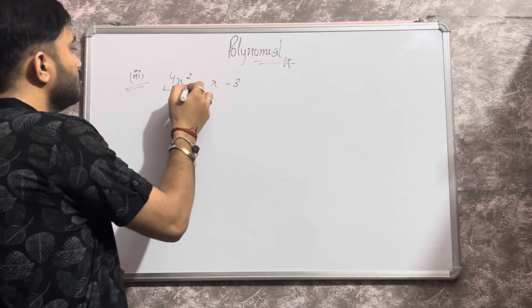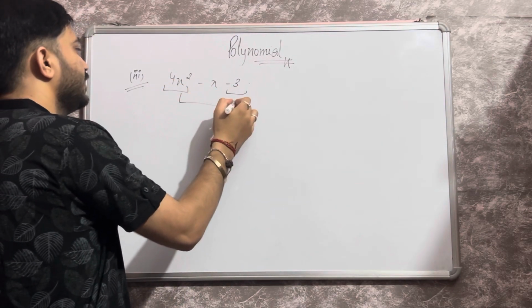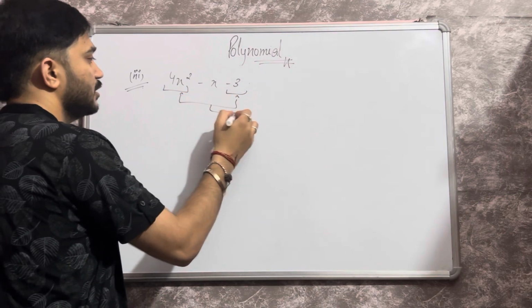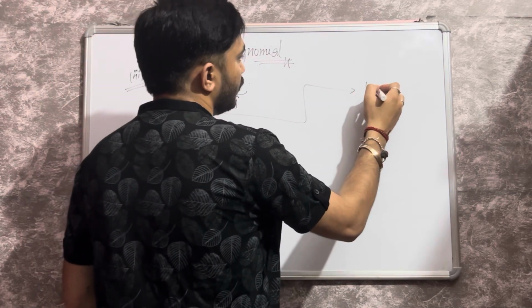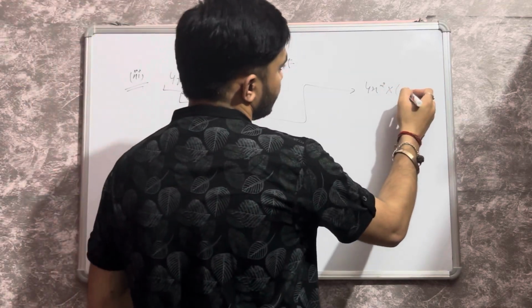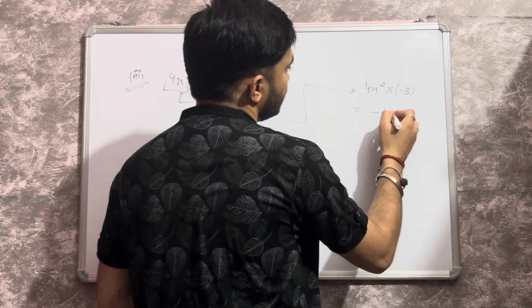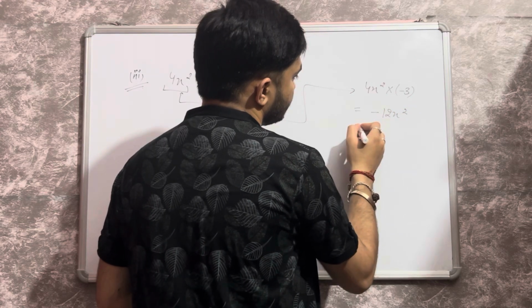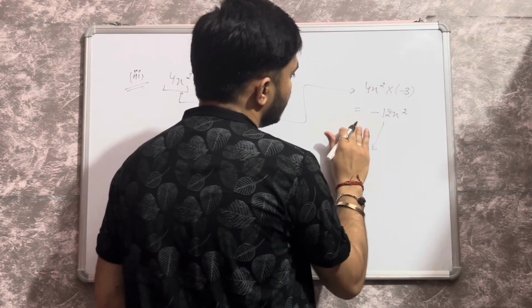So we are going to do the same, that is, multiply the first and the third term here. So we will get 4x square multiplied by minus 3, so you will get minus 12x square. Here the answer is negative.